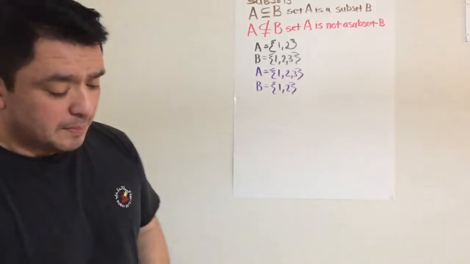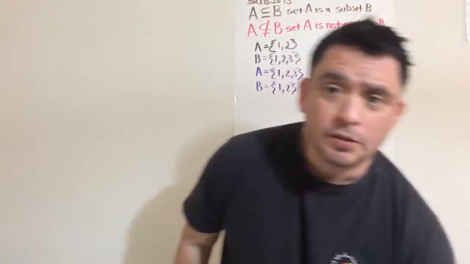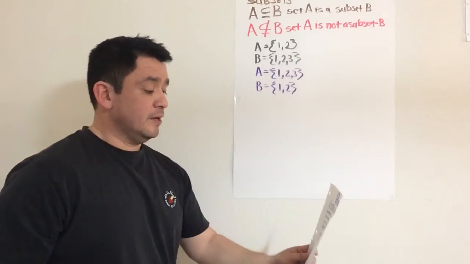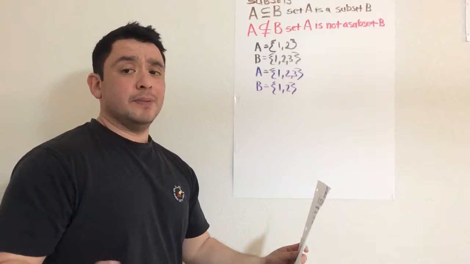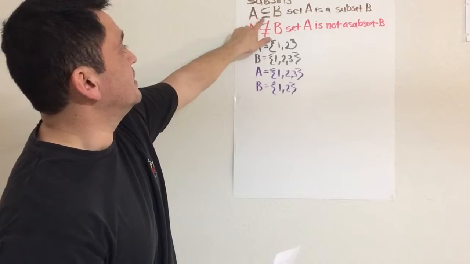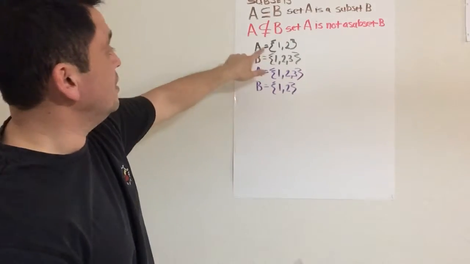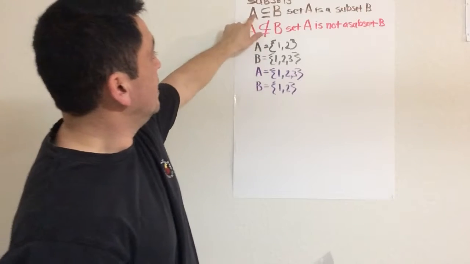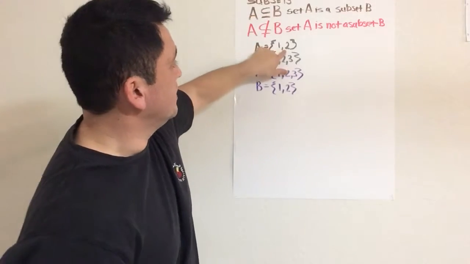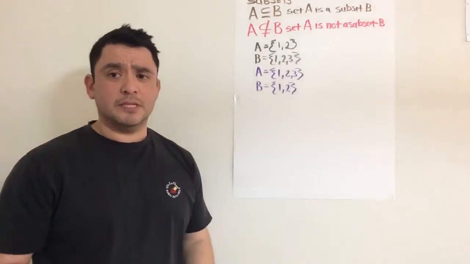Let's move on to proper subsets. If set A is a subset of set B, and sets A and B are not equal. So let's look at this again. Set A is a subset of set B, and the sets are not equal. So if we look at this one, set A, this one was correct. Set A is a subset of set B. Because they're not equal, that's a proper subset.